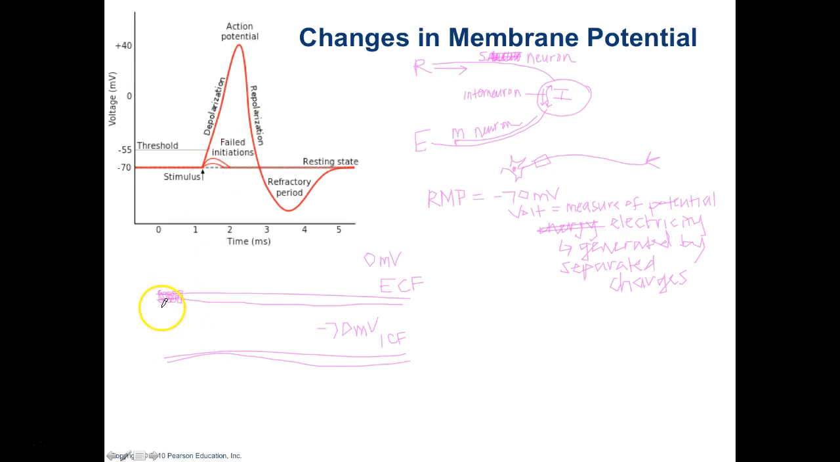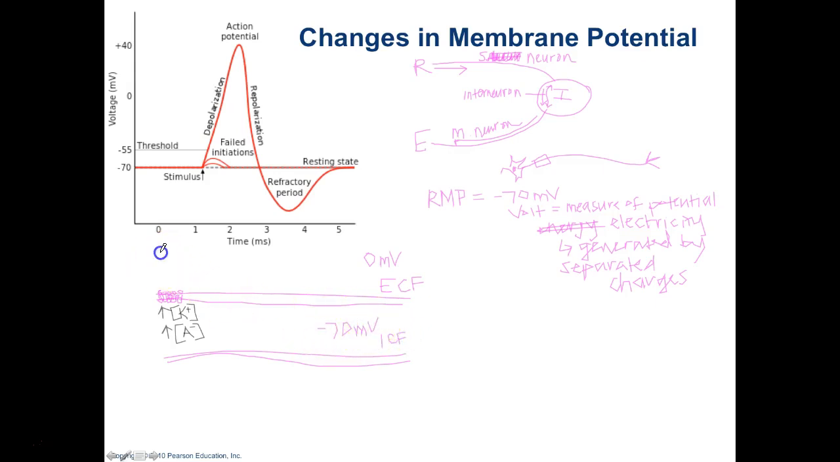Here we are going to have a high concentration of potassium, and we have a high concentration of those negative proteins, which we're going to represent with the letter A. These proteins are so large and so negative that they are causing this negative 70 millivolt resting membrane potential.